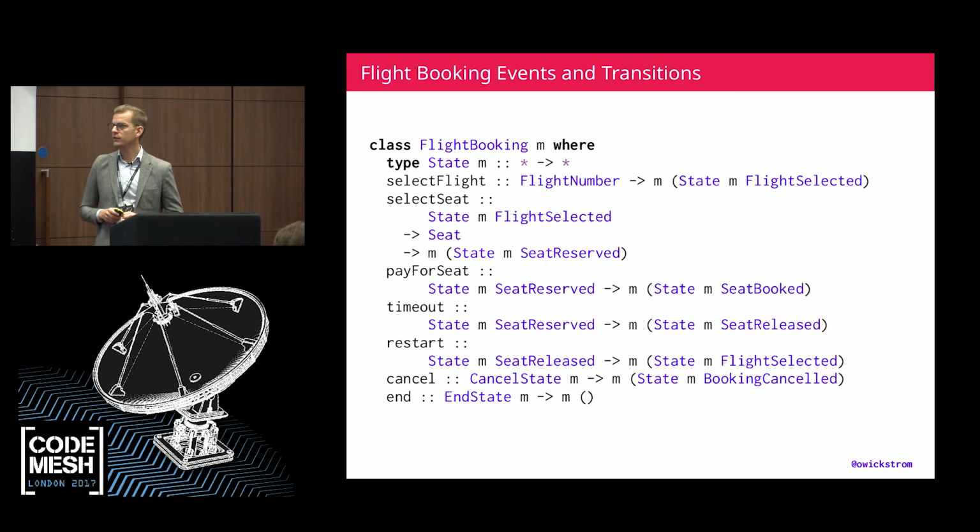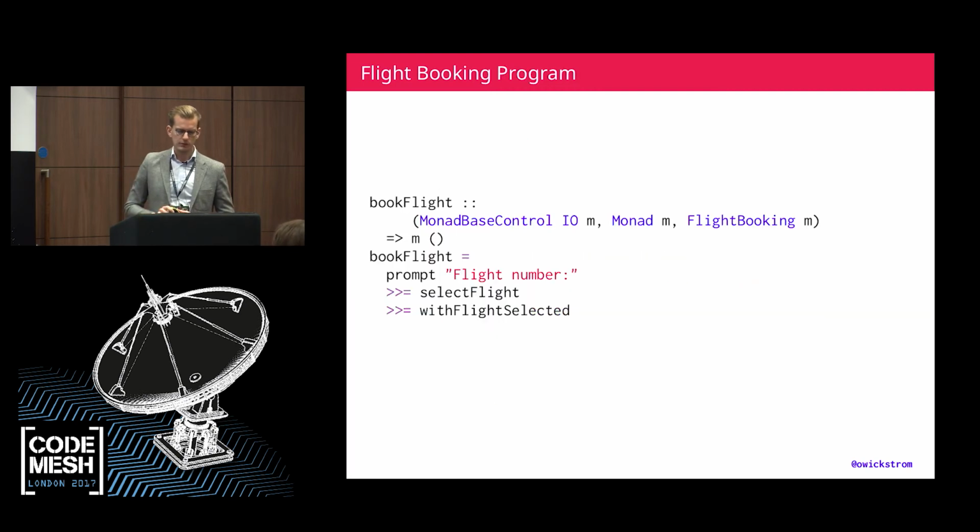And there is really nothing new going on here from what I've shown you before, except that it's a different domain. So I won't go through all these again. These are events and their state transitions. Now let's look at this flight booking program. Don't worry about this monad-based control that came in. It's just some plumbing that I'm using for doing the actual timeout.